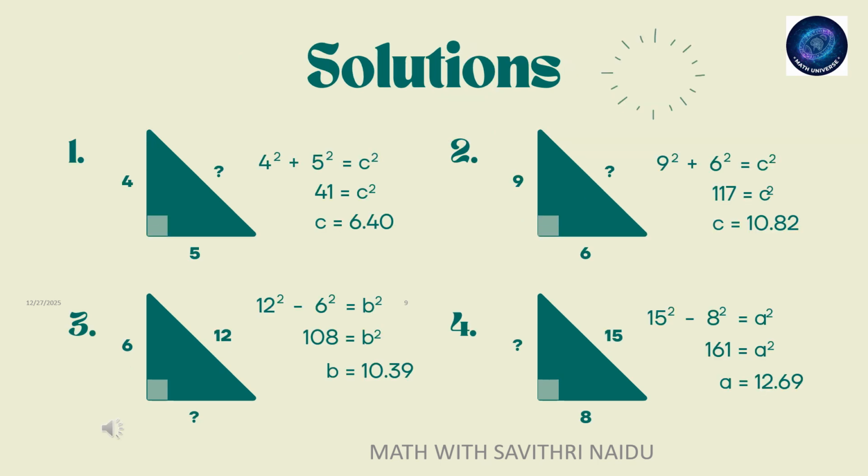Solutions. Here are the solutions. For the first triangle, the missing side is about 6.40 units. The second is 10.82 units. The third is 10.39 units, and the fourth is approximately 12.69 units.